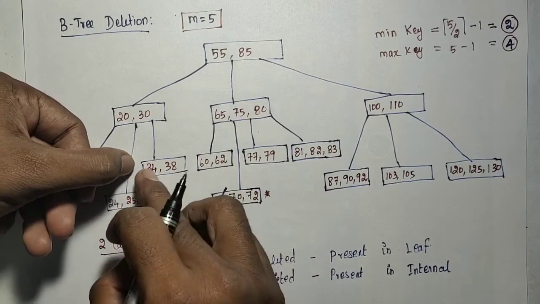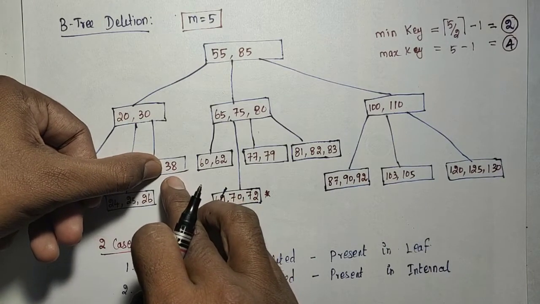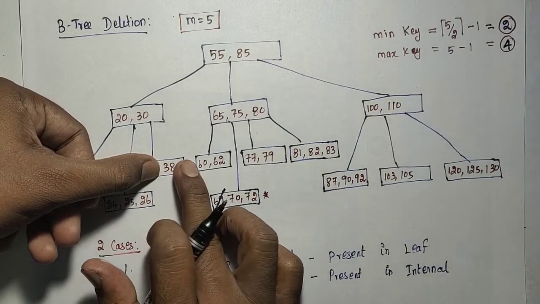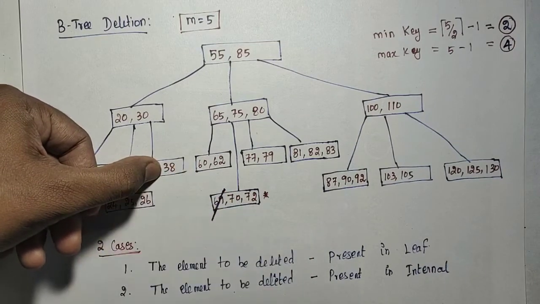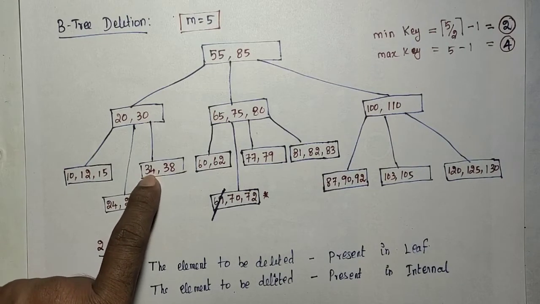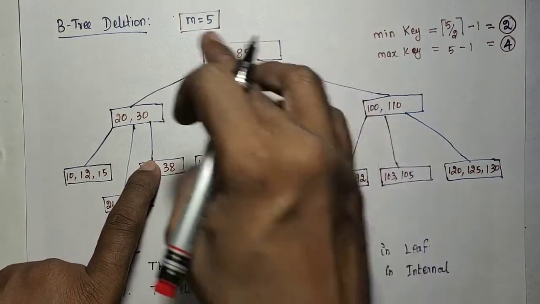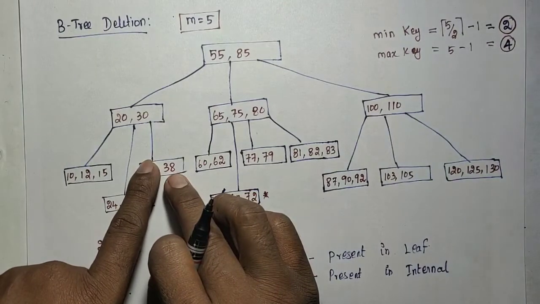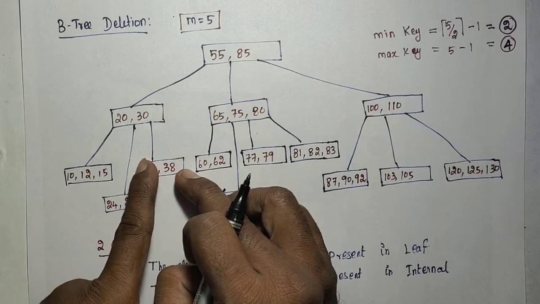It means that after deleting 34, that node goes underflow. It will not have the minimum number of keys, so it will violate the B tree rules. If we delete 34, it will have only 38. As per the B tree condition, that node should have a minimum of 2 keys, so this node will violate the B tree condition.